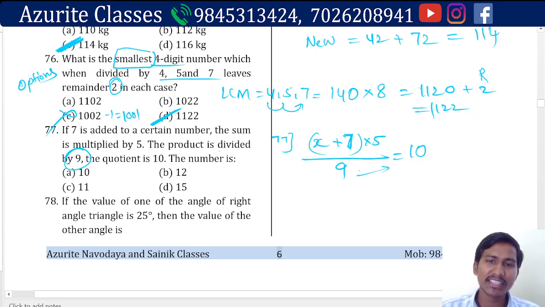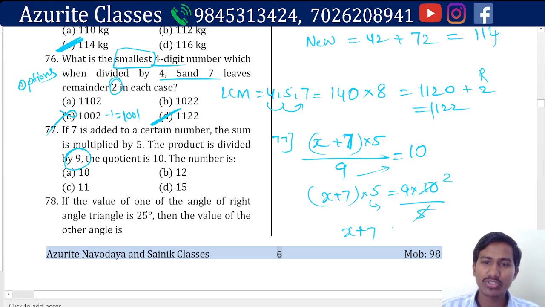If you multiply this side, 9 times 10 is 90, and we have (x plus 7) into 5. So this 5 we divide to the other side: 90 divided by 5 is 18. So x plus 7 is 18. This 7 also you have to subtract from that side. 18 minus 7 is 11. 11 is the answer, option C, or you can go with options and get the answer easily.